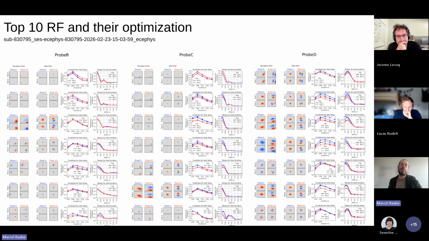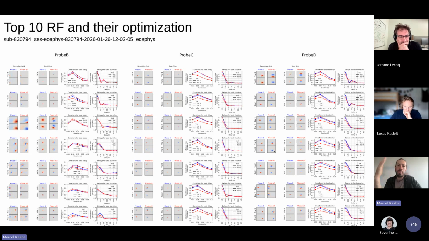Next, I want to show the same graph, but for another session. So everything stays the same, but here's another session. I think, except for probe B, for some reason probe B stays the same, but probe C and D are different. And here also you can see that on probe D, we don't see these clear delays anymore, which to me is a bit surprising.